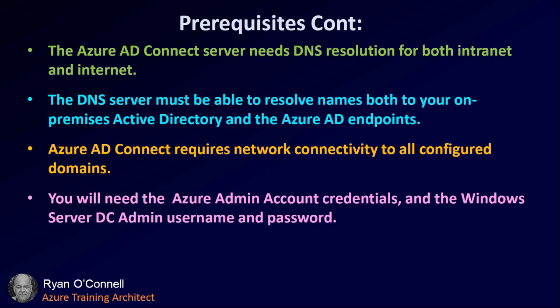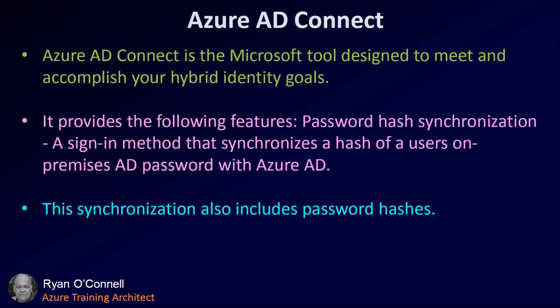AD Connect server needs DNS resolution for both intranet and internet. The DNS server must be able to resolve names both on your on-prem Active Directory and to the Azure endpoints. Azure AD Connect requires network connectivity to all configured domains. You will need an Azure admin account credentials and the Windows Server DC admin username and password in order to set up AD Connect.